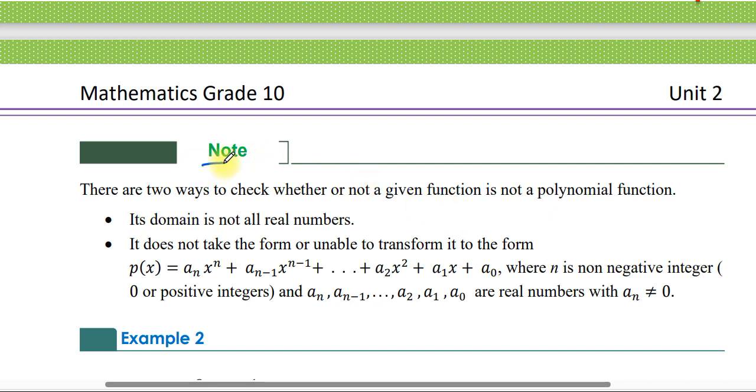Here we have a note. There are two ways to check whether or not a given function is a polynomial function. Given some function, there are two ways to check whether it is polynomial or not. The first way: its domain is not all real numbers.